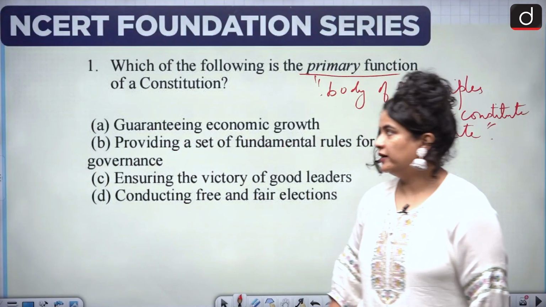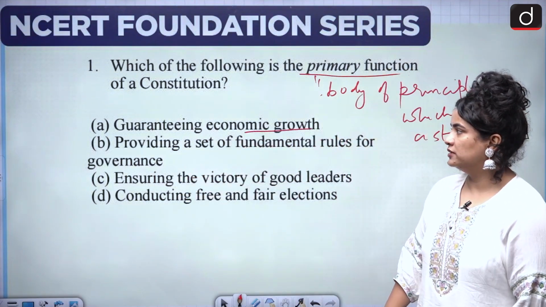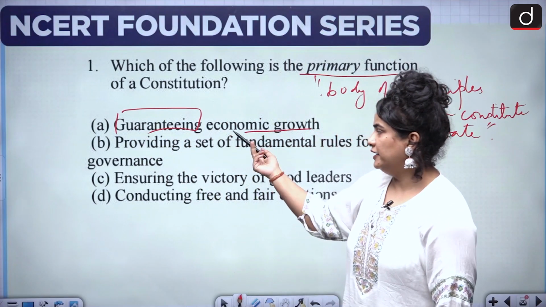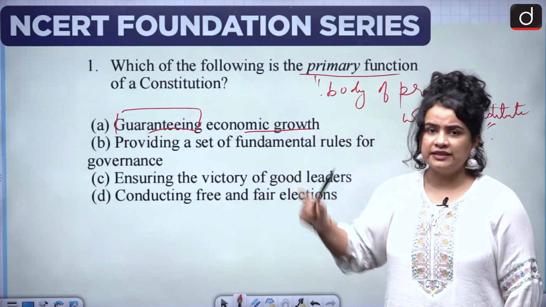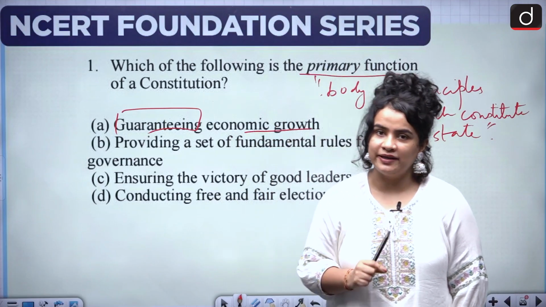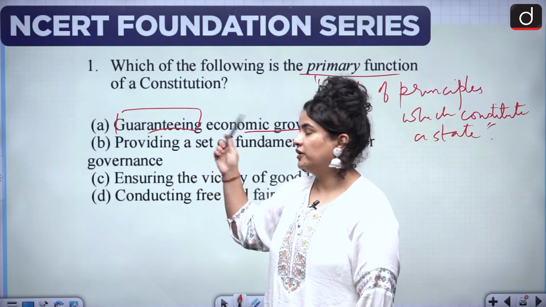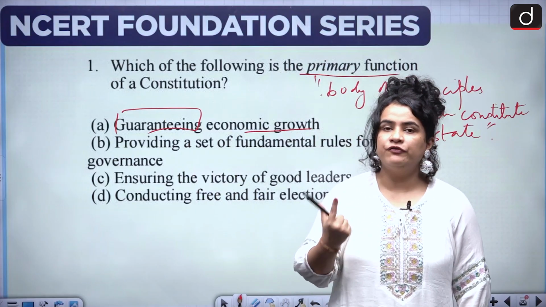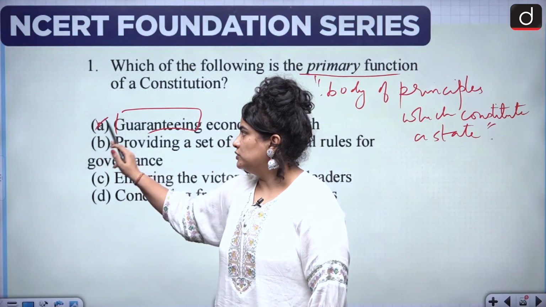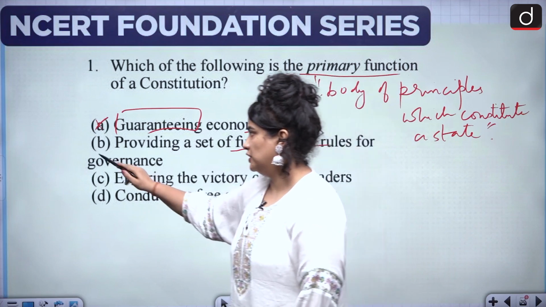Now let's look at the question. Option A says guaranteeing economic growth. Again, guaranteeing is not a very favorable term to be selecting as an answer. However, in cases like fundamental rights, which are nothing but guarantees, you have to be wary while you mark the answer. However, here, while we studied the 5 functions of the Constitution, we realized it does not mention economic growth anywhere. B, providing a set of fundamental rules for governance.